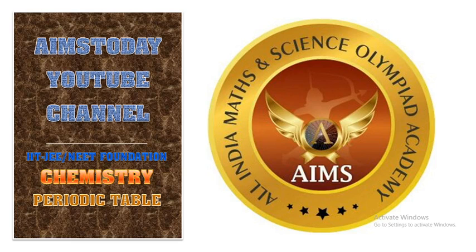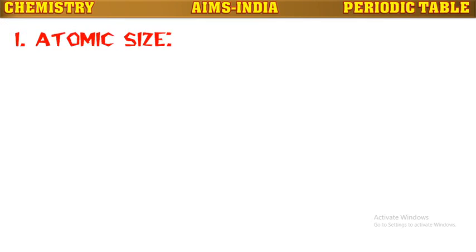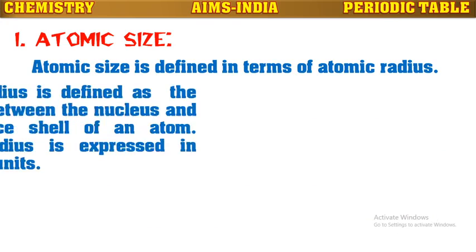Here we are going to discuss IIT JEE Foundation Chemistry, in that the periodic table chapter. From this, we are going to see the trending of atomic properties in the modern periodic table. Out of them, the first one is atomic size. Generally, atomic size is expressed in terms of atomic radius.